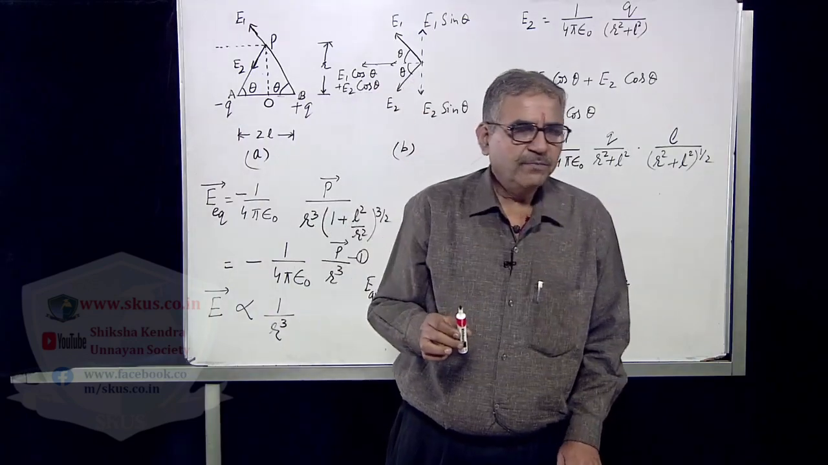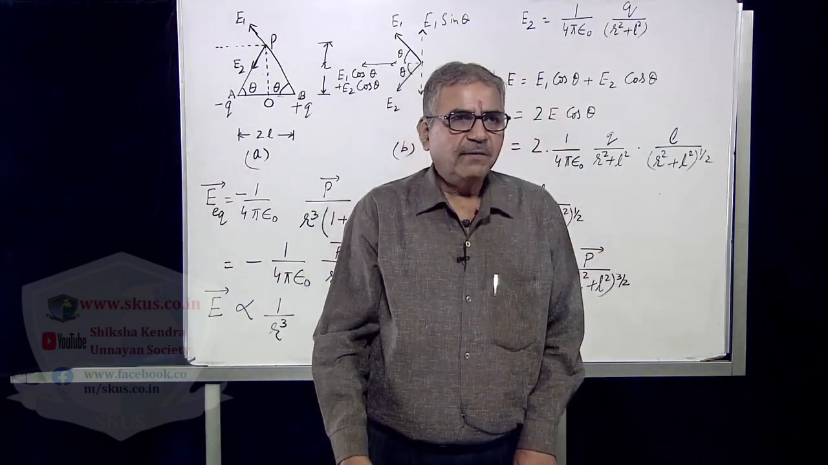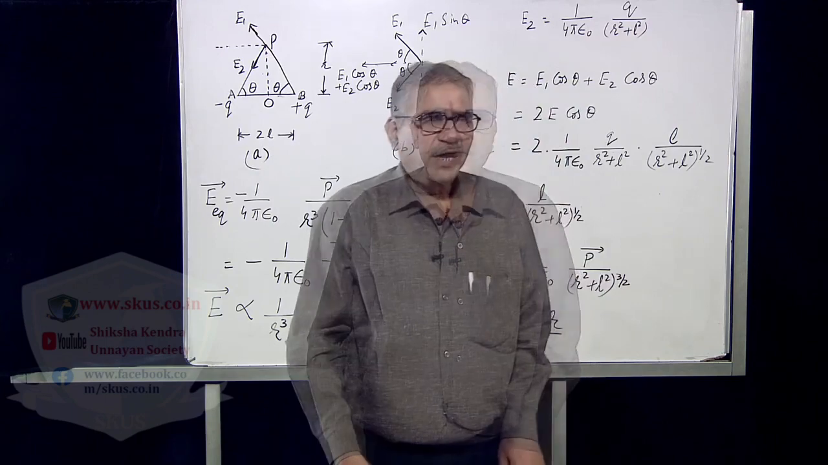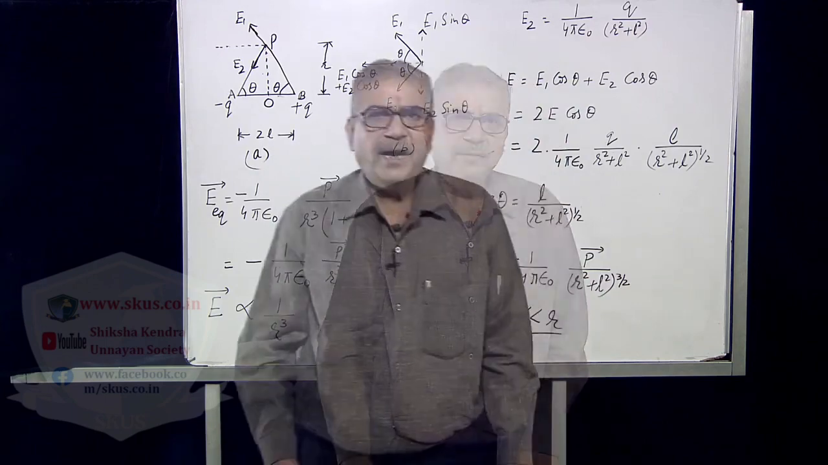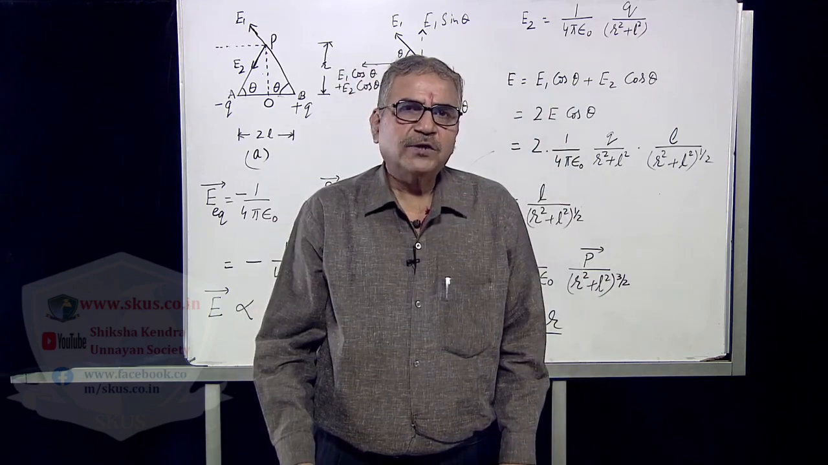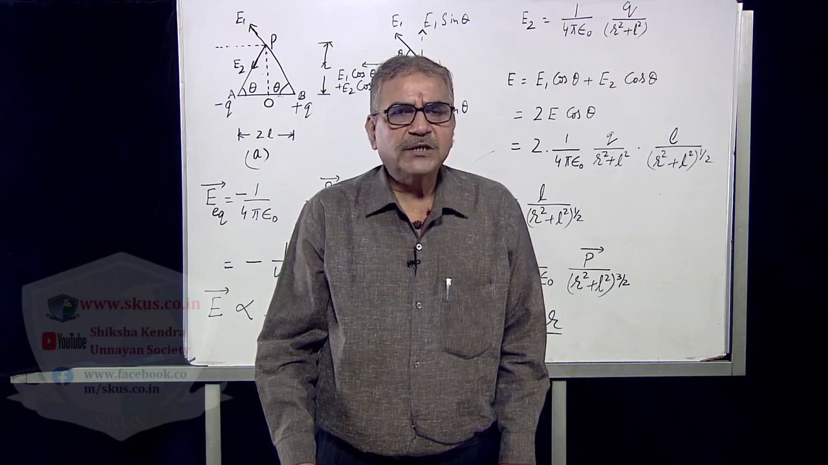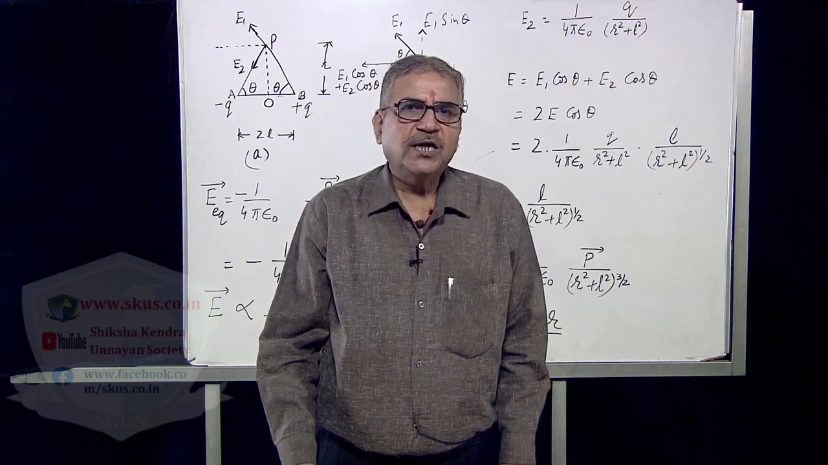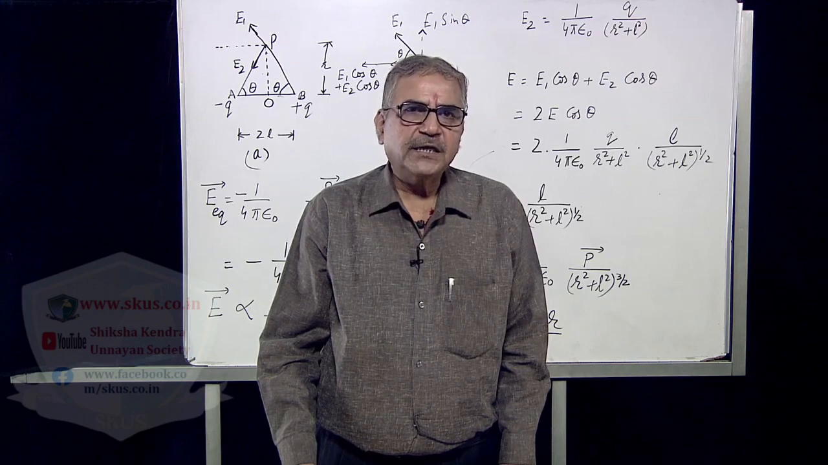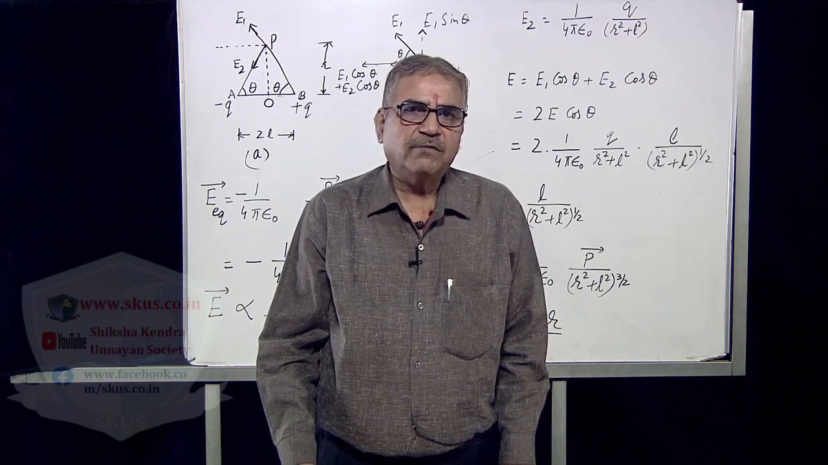So today in this lesson we have defined the electric dipole, we have defined the electric dipole moment, and we have found the expressions for the electric field in two special cases: when the point P is on the axial line of the dipole, and the second case when the point P is on the equatorial line of the dipole.